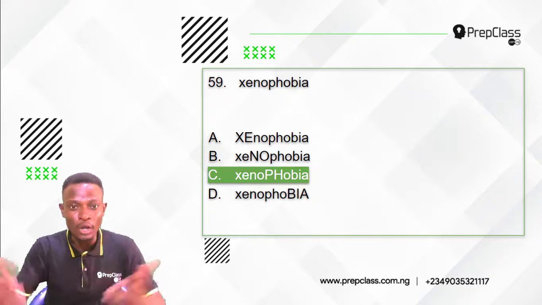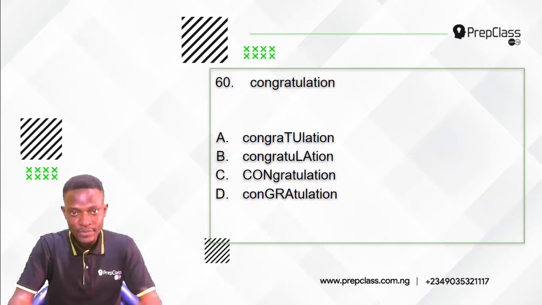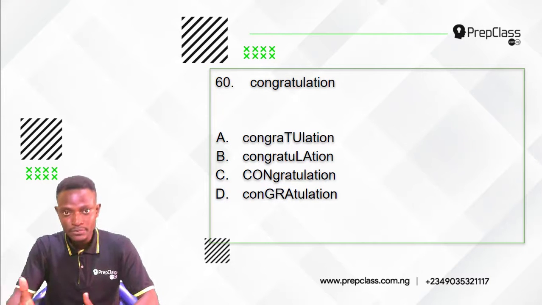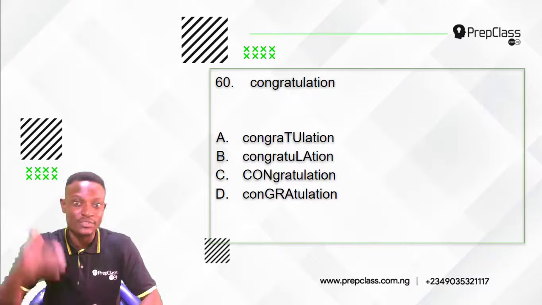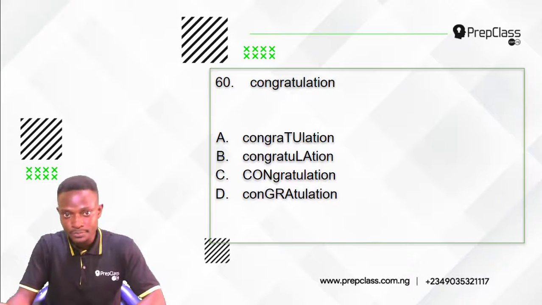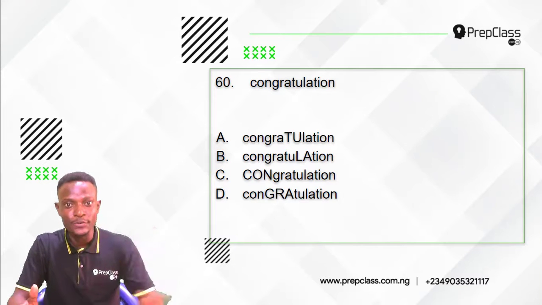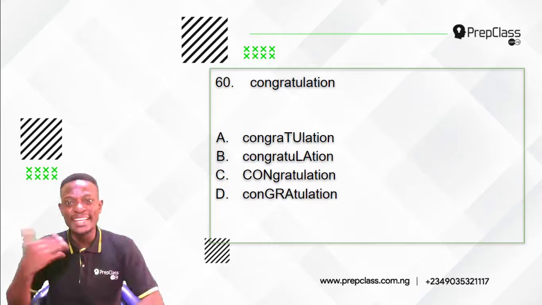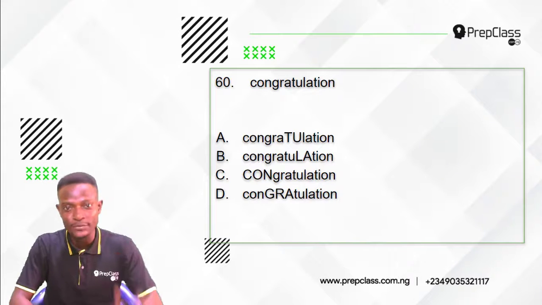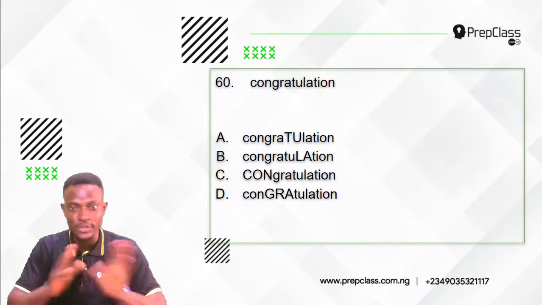Alright, moving on to the next question, question 60. Congratulations. So which option shows the correct placement of stress on this word? Option A, the stress falls on to. Option B, the stress falls on lay. Option C, the stress falls on con. Option D, the stress falls on gra.